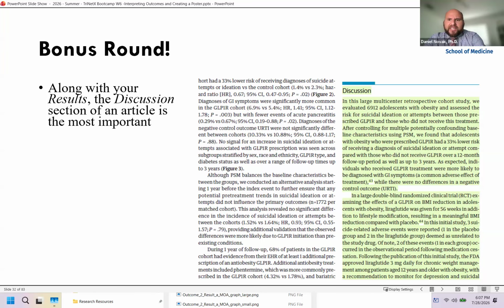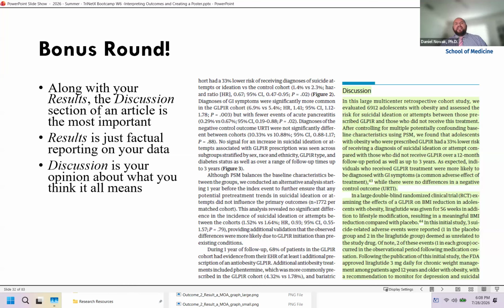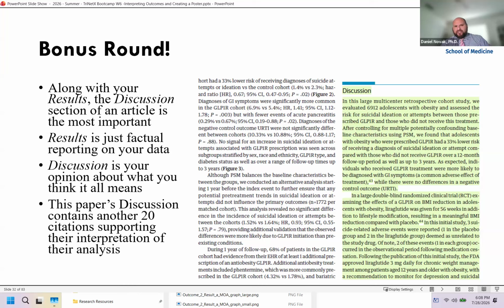But basically, they included in this section a dovetail. They came back and they tied in their statistical findings with existing research to both support some existing research and call into question other dimensions that may not be as relevant. And just as a reminder, the results is just your factual reporting on your data, and your discussion is your opinion about what you think it all means. So this is a good moment in your discussion to go back to the research and reconnect your findings very clearly. So this discussion, though, contains another 20 citations supporting their interpretation and analysis.